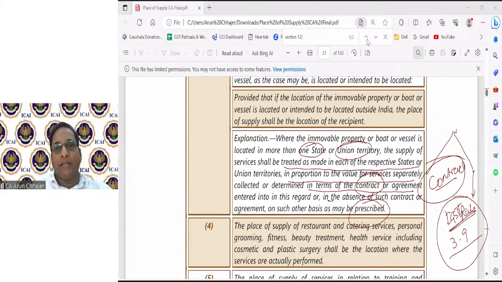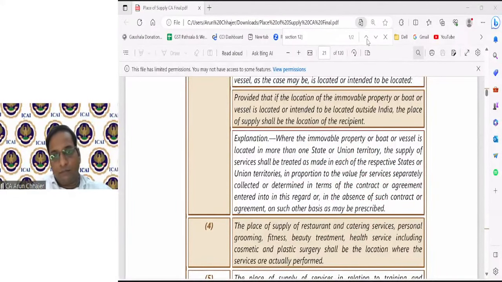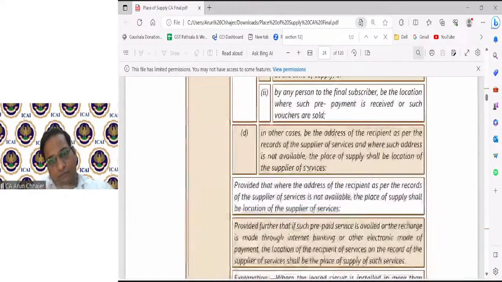So Section 12.3 is completed. Any question? Any question?